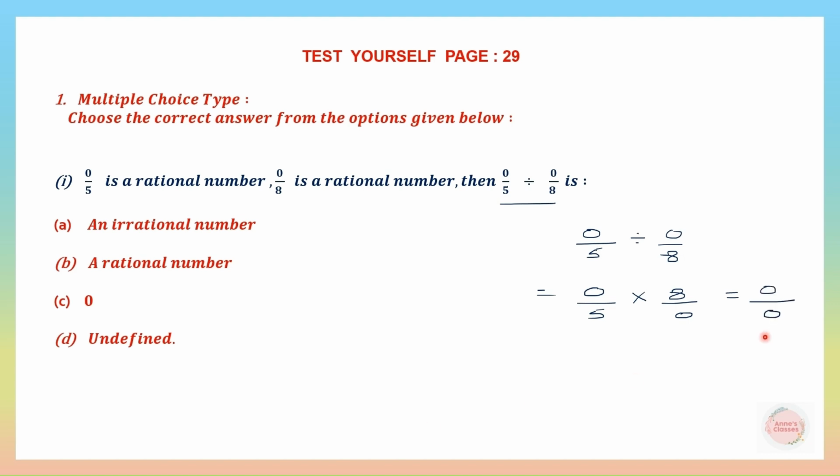So when something has to be divided by a denominator 0, we don't know what the answer is. It is undefined. This is not a rational number. Okay, so when your denominator is 0, if you have to divide something by 0, the answer is undefined. So that is our answer here, option D. So let's tick that. Option D is our answer.